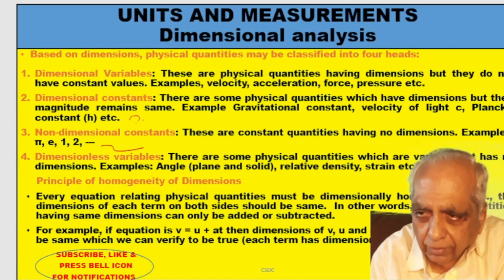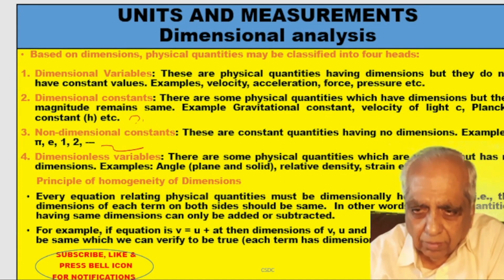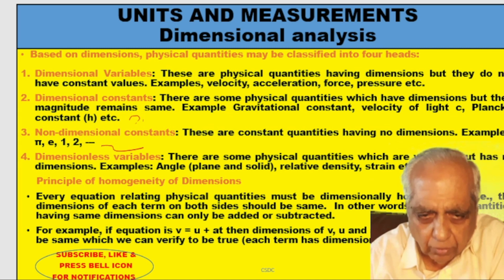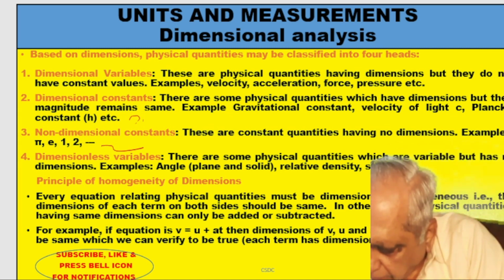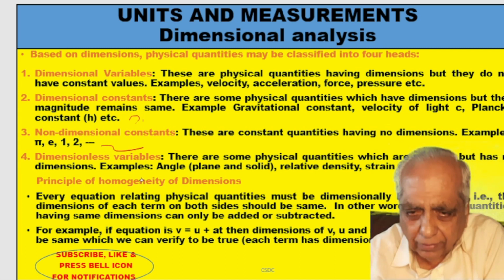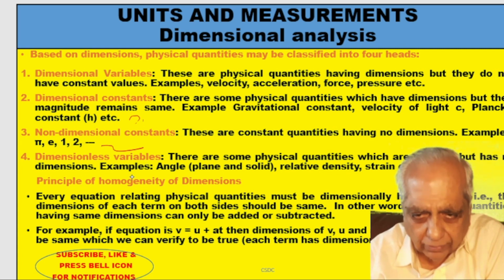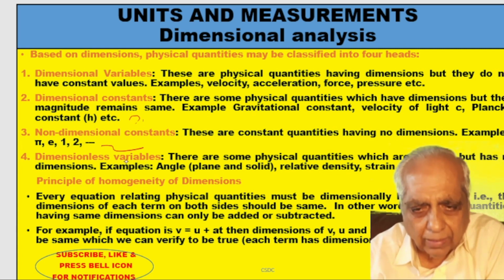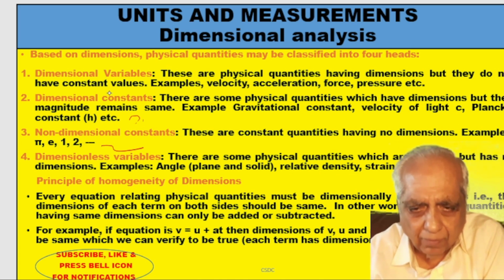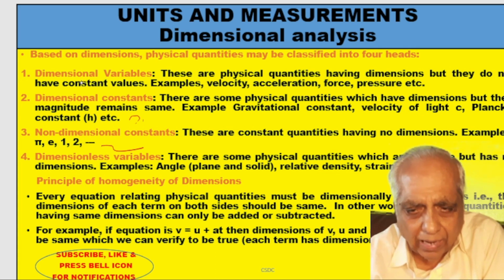Hello students, so we will continue with dimensional analysis. I hope you have revised how to find the dimensions of any physical quantity. Various physical quantities can be of two types, variables or constants. Variables can have dimensions or need not have dimensions. Similarly, constants can have dimensions or need not have dimensions. First we will go to variables having dimensions.